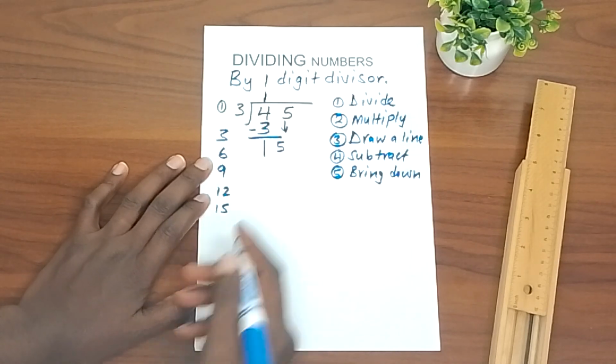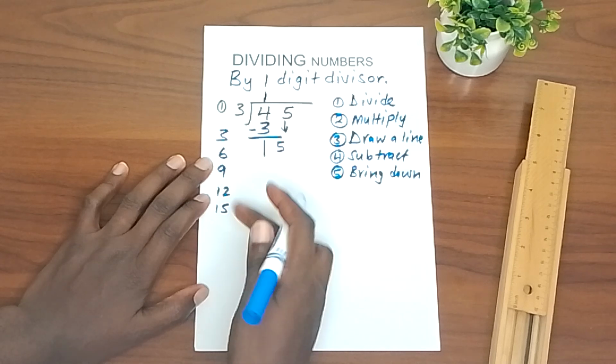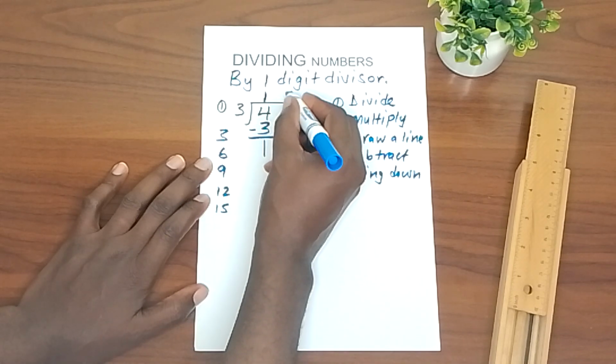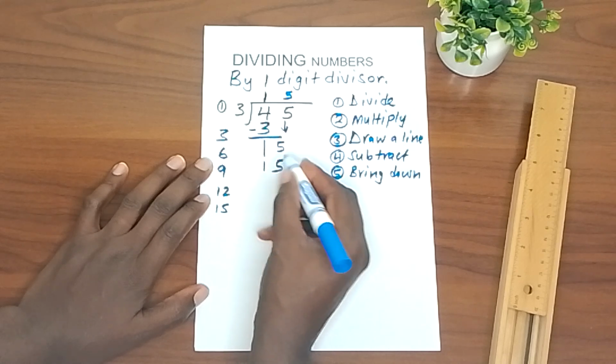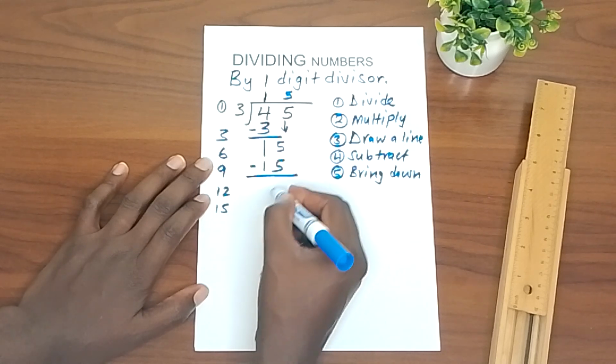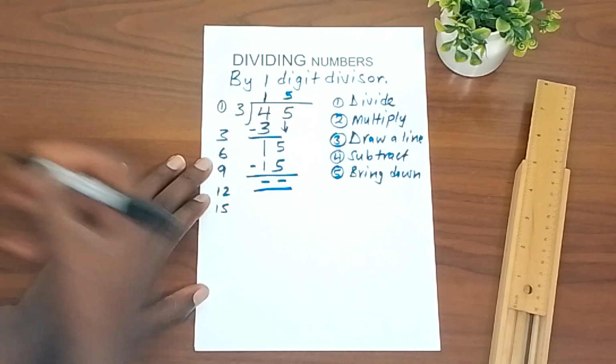We have 15 here in the multiples of 3. This is 1, 2, 3, 4, 5. So it will go 5 times. Then we have 5 times 3, which is 15. We subtract. We get our remainder as zero. So those are the steps that we follow.